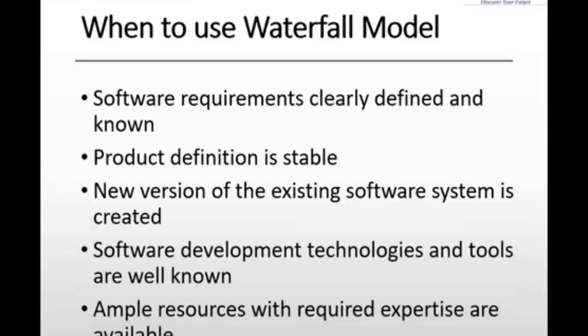Now these are the places where we can use the waterfall model. If the requirement set is clearly defined and known, the product definition is stable, we have prior experience, the technology is very mature, and we are going to implement a new version of an existing one, then we can go to the classical waterfall model. Also, if the technologies and tools are well known, and we have plenty of resources and the required expertise and experience, we can go to the classical waterfall model.